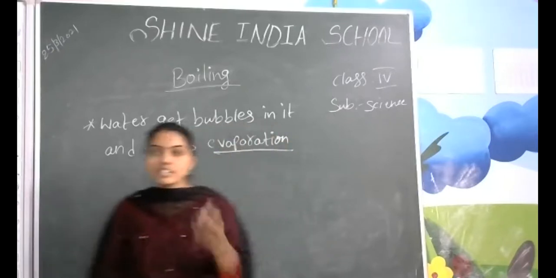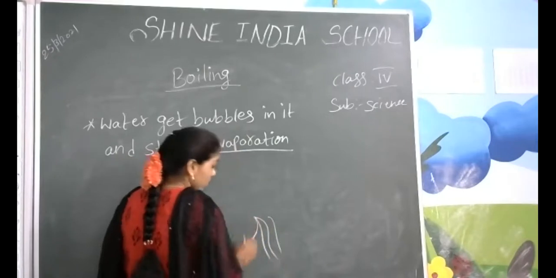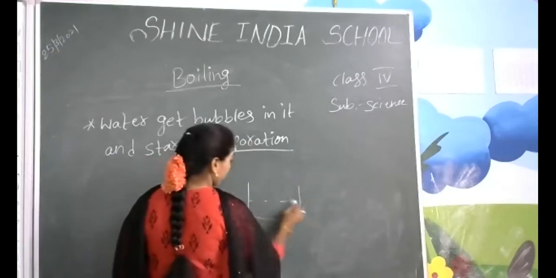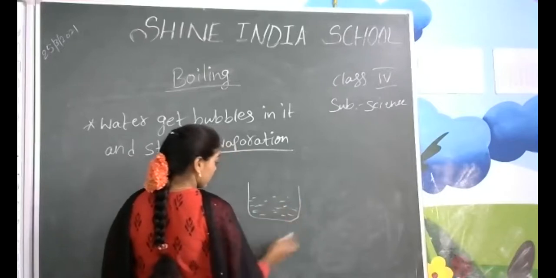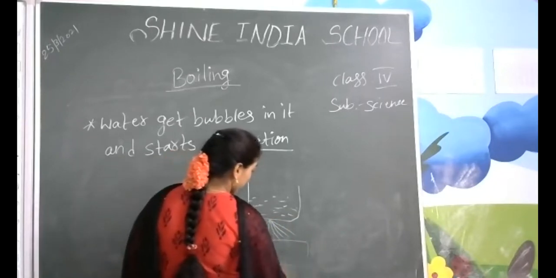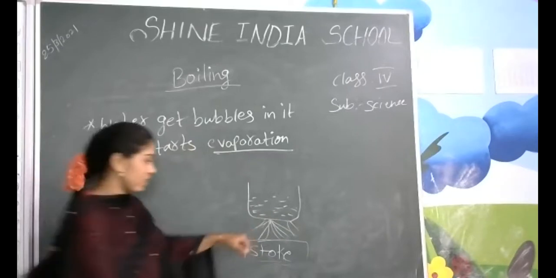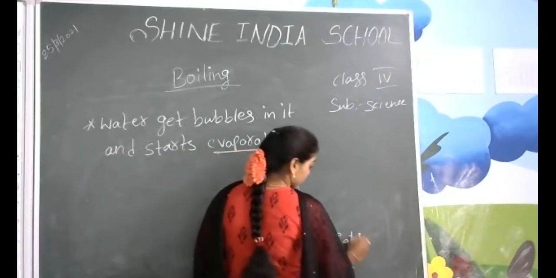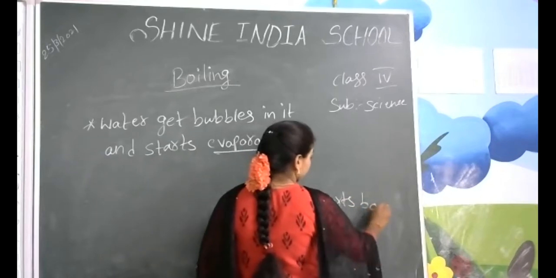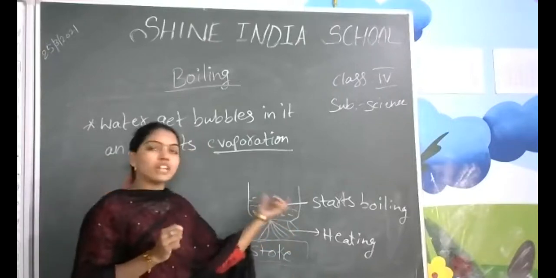Yes, so if you start with water, suppose this is the beaker I have taken. I have taken the water here. Next, this is the induction stove. See, this is a flame. Now we heat it. What are we doing here? Heating. Then what happens to the water? It starts boiling. Downward is the stove, the middle part is heating, and the third is the water starting to boil.